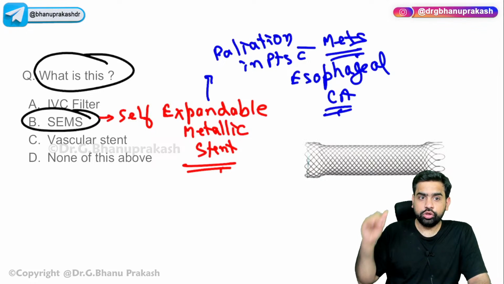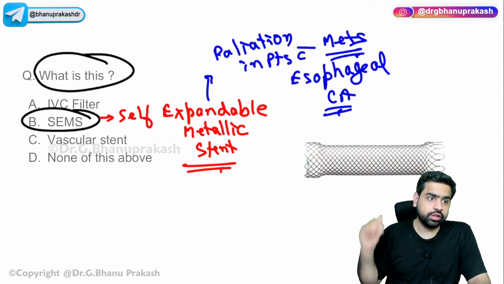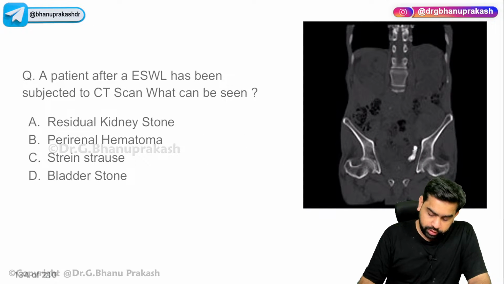Are you understanding my point? So a self-expandable metallic stent is used as a palliative option in patients with metastatic esophageal cancer. I hope you are able to understand these points, guys. Okay, got it. Now let's move on to the next question.